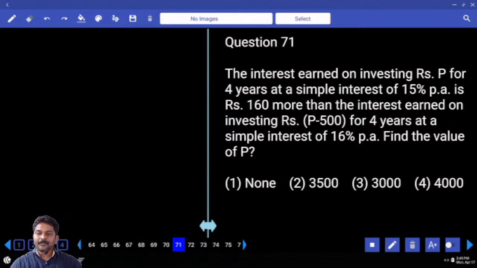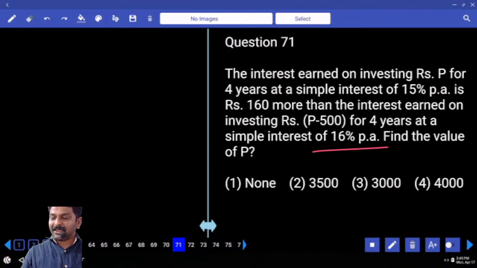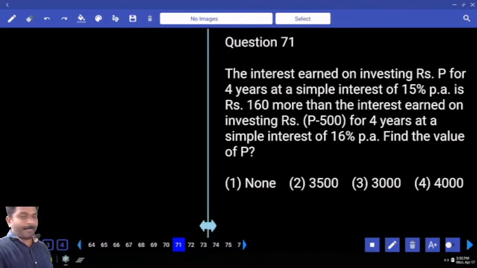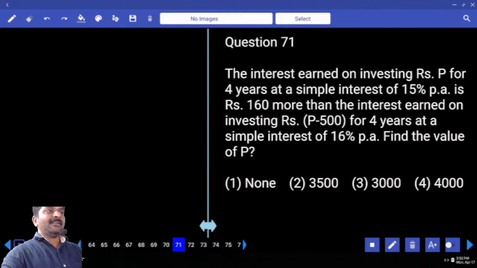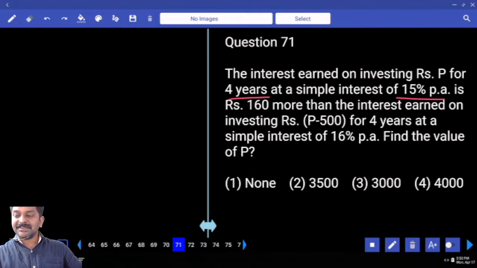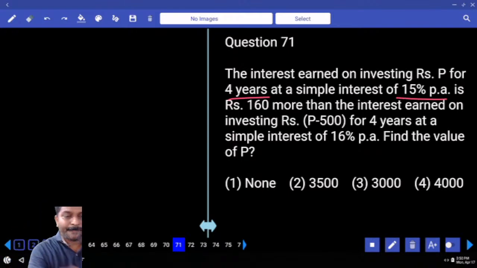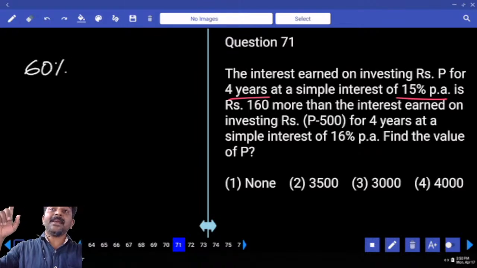Right. The interest earned on investing P rupees for 4 years at simple interest of 15% per annum is 160 more than the interest earned investing P minus 500 for 4 years at simple interest of 16% per annum. Find the value of P. Okay. Let me take the P value as 100%. Is that okay? Now, are they comparing interest or amount? Interest. Simple interest for 4 years at 15% per annum. What percent is it? 60% of P, in the sense 60% only? Right, because we are taking P as 100%.